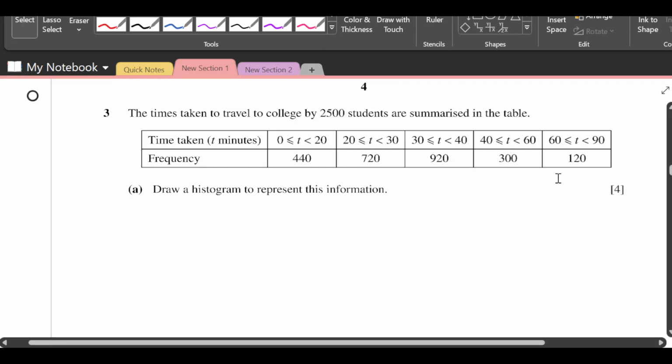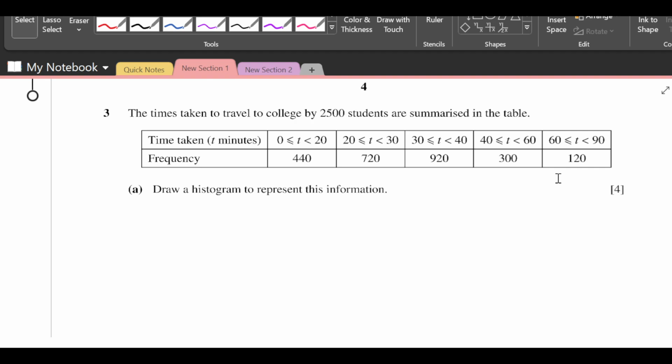The time taken to travel to college by 2,500 students are summarized in the table. Draw a histogram to represent this information. Okay, so we have to draw a histogram.